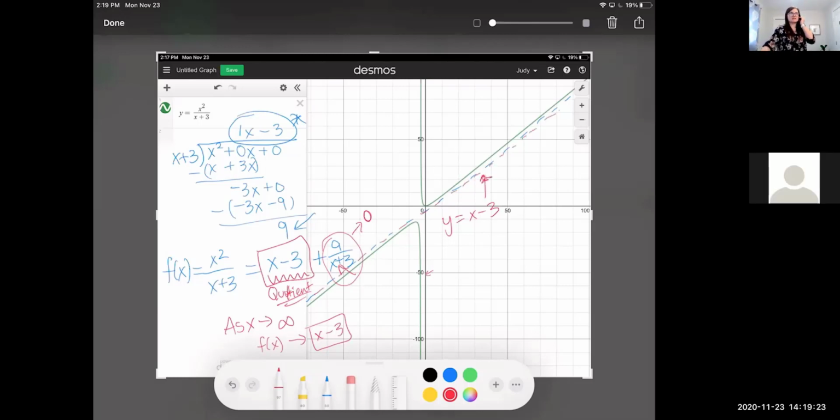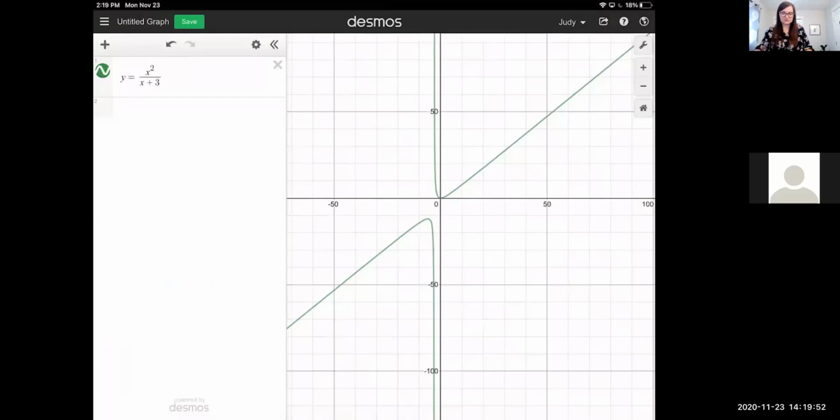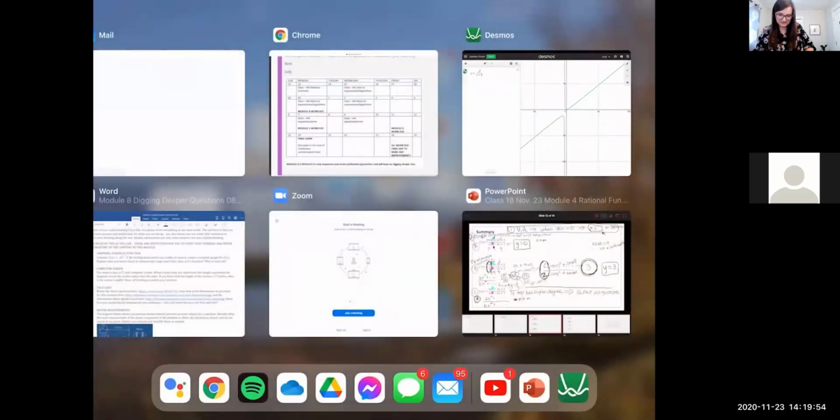You're only going to get examples where these degrees are off by 1, because when you do a cubic divided by degree 1, you're going to get a square, like a curvy asymptote, which we're not doing in this course. We're only doing plain, simple linear asymptotes. So let's see if we can fit in one more example of that.